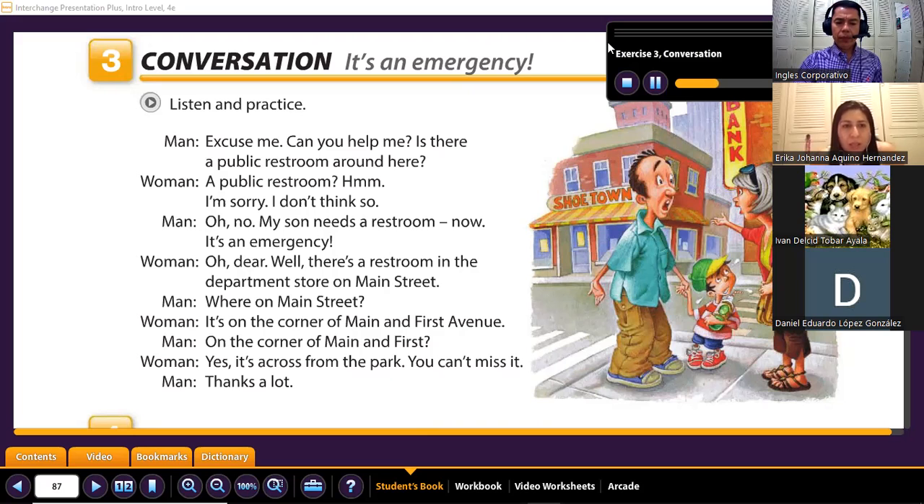Excuse me, can you help me? Is there a public restroom around here? A public restroom? I'm sorry, I don't think so. Oh no, my son needs a restroom, now. It's an emergency. Oh dear. Well, there's a restroom in the department store on Main Street. Where on Main Street? It's on the corner of Main and First Avenue. On the corner of Main and First? Yes, it's across from the park. You can't miss it. Thanks a lot.